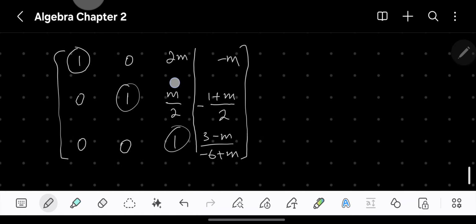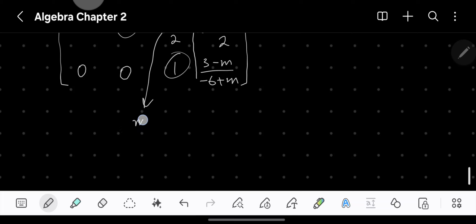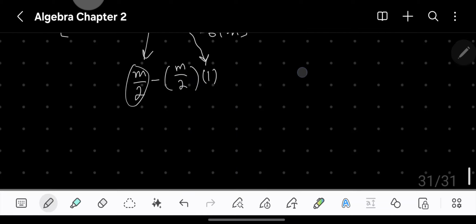So let's check how I can make this 0. You can check this value is m by 2, minus some value times the pivot entry. Since 1 times anything is the same thing, what should I write here? Since this is m by 2, I should write minus m by 2 here. Since this is minus, I will write m by 2.